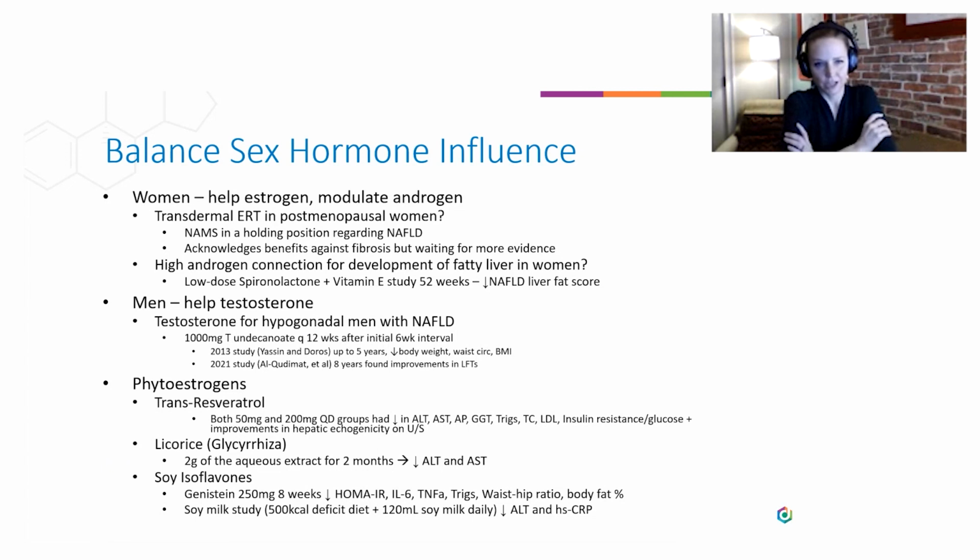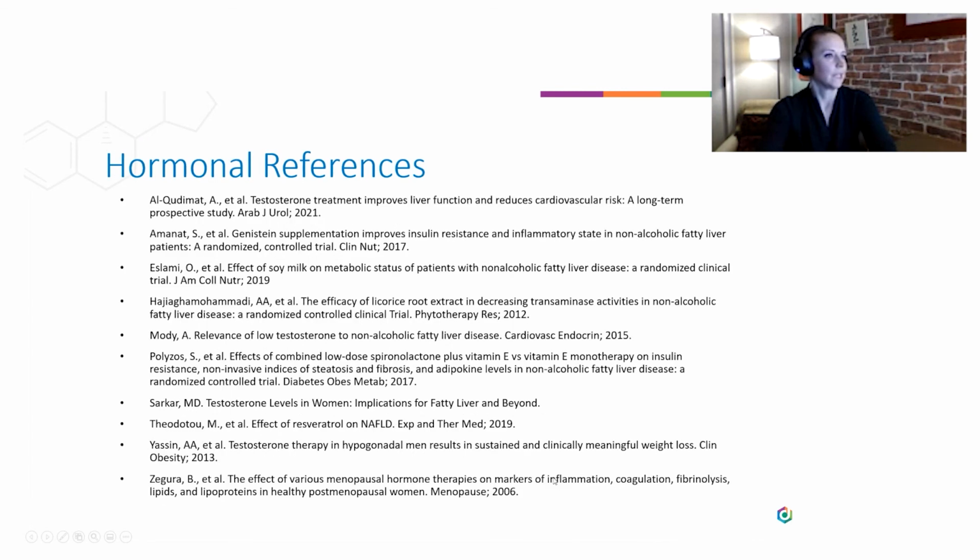And then we have the soy isoflavones. I kind of expected genistein and daidzein to show up here, and genistein does, certainly. But there was a soy milk study where they had patients on a 500 calorie deficit diet, and they had them drinking 120 mils of soy milk a day, and they had these changes to their fatty liver profile, and their inflammation markers went down. So that seems like an easy thing to incorporate, make a big difference for somebody. And here's all those references that go with those.